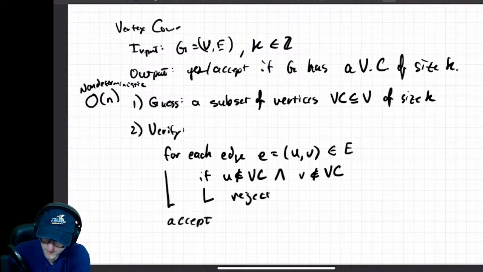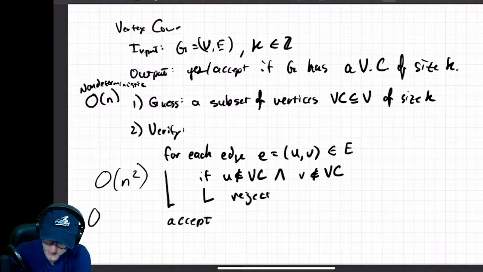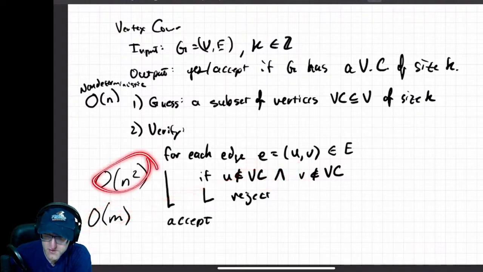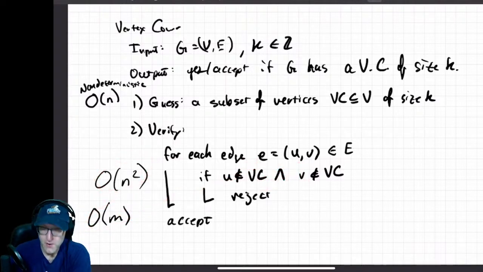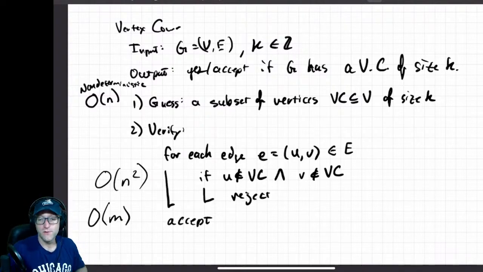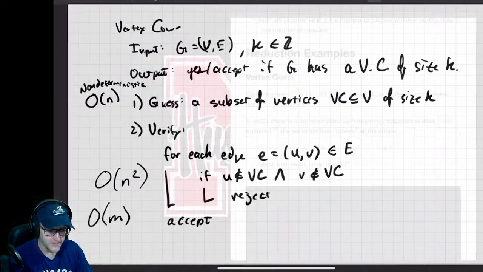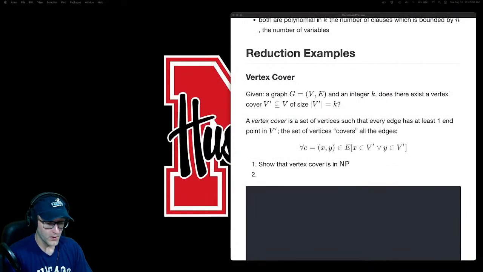Again, this is going to be order n squared. Why? Well, it's order m, the maximum number of edges here. This runs for each edge. We're just asking whether or not something's in the set, and this could be order 1 right here. And then this is order m, the number of edges, and the number of edges is bound by n squared. So step 1 done. We've shown that vertex cover is in NP. Okay. 2, we're going to select a known NP-complete problem.